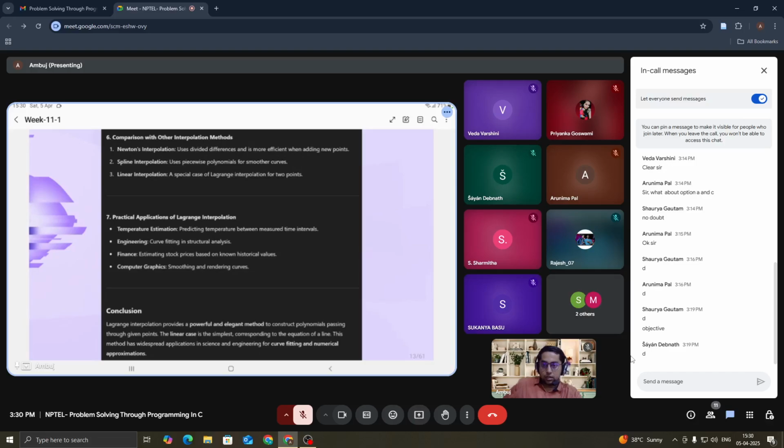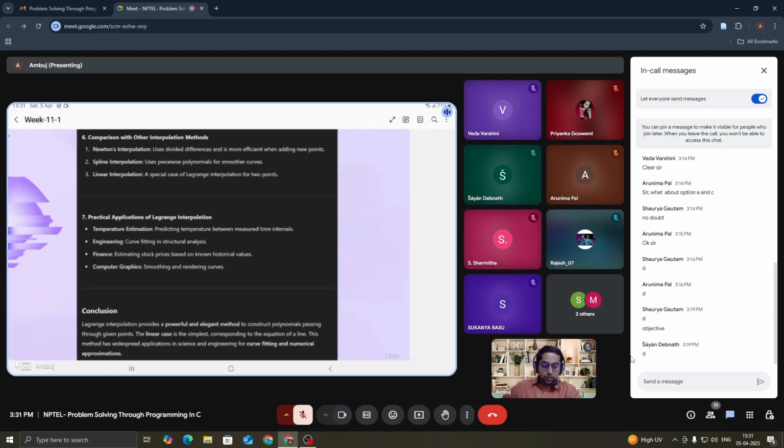Practical applications of linear interpolation include temperature estimation, curve fitting in engineering structural analysis, stock price estimation in finance, as well as rendering in computer graphics. It's a powerful and elegant method to construct polynomials passing through the given points. Definitely it is true. This is the end.